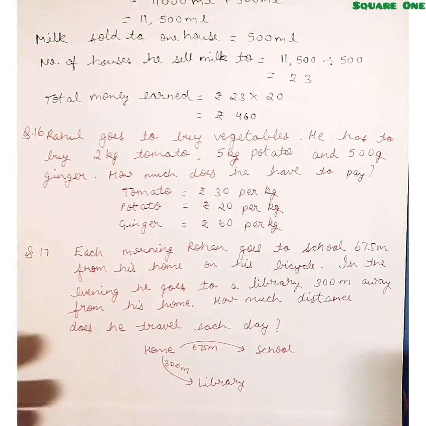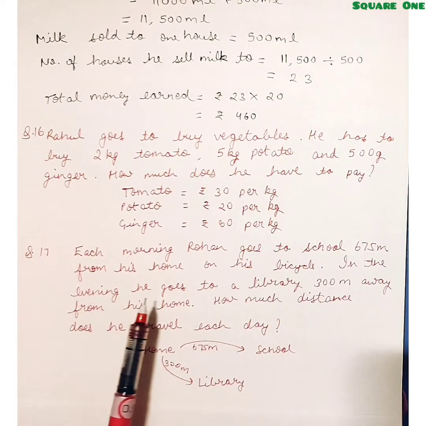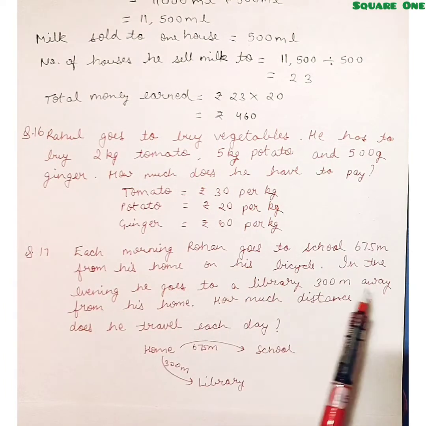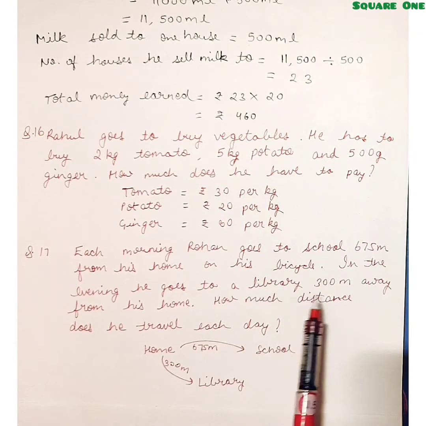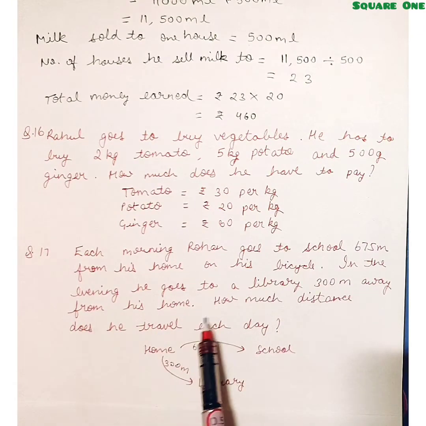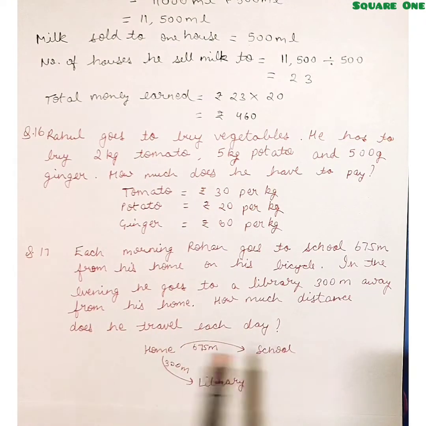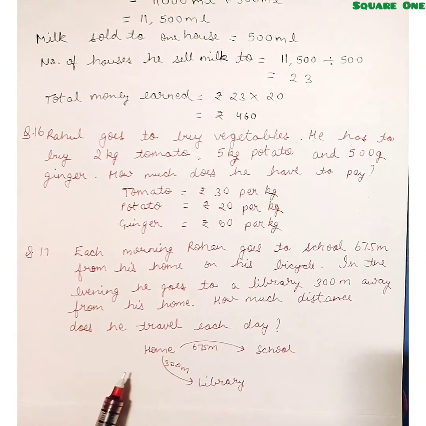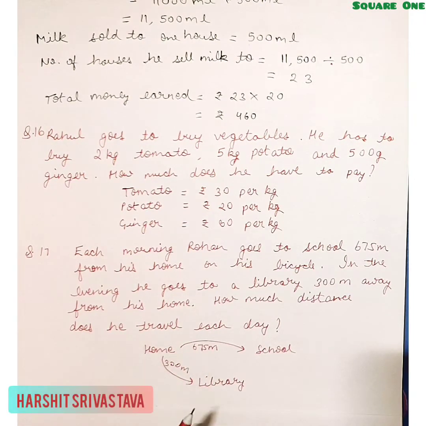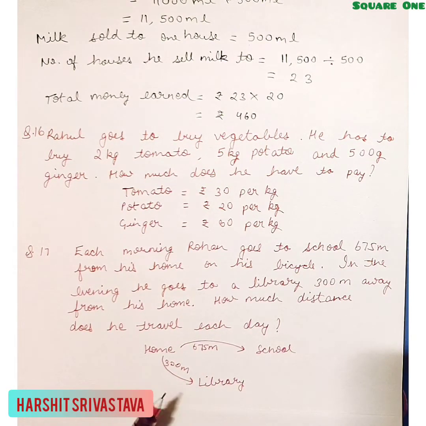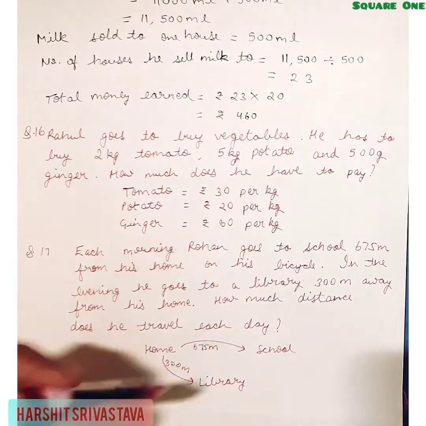The next question, each morning Rohan goes to school on his bicycle. In the evening he goes to a library 300 meters away from his home. How much distance does he travel each day? So this is the chart given to you. School is 675 meters away from home and library is 300 meters away from home. You find out the total distance that he travels. This is a simple question. I hope you will be able to do both the questions.